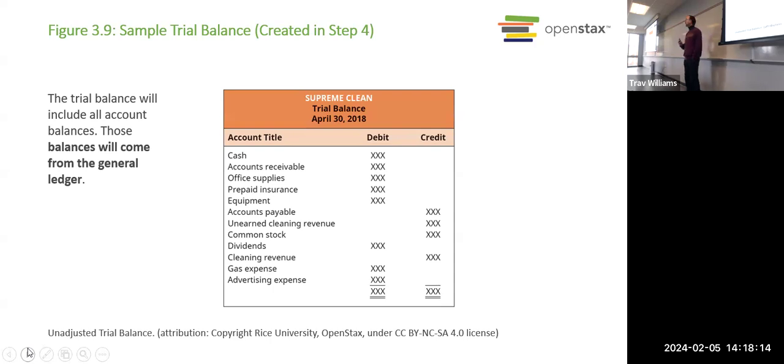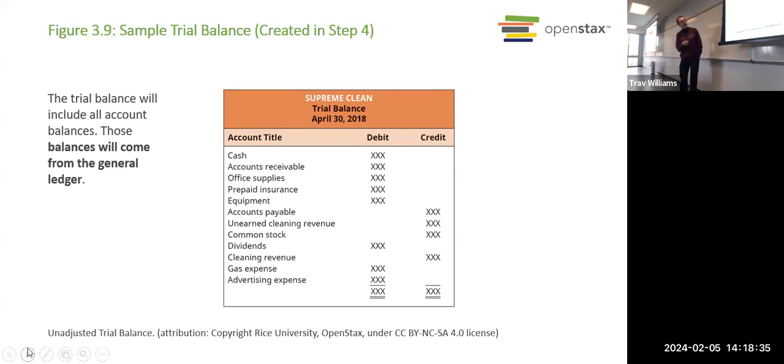Then we get to our equity accounts. We start with common stock. That's not part of DEAL, right? Common stock is not part of DEAL. It's not a dividend, an expense, an asset, or a loss. So that means it increases on the credit side, and it normally has a credit balance.